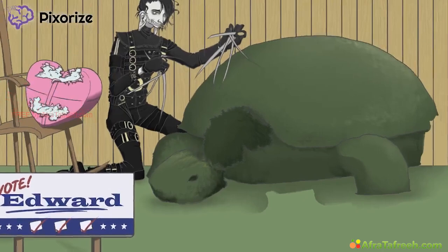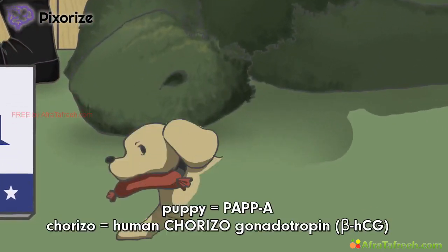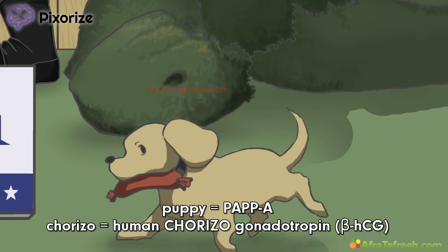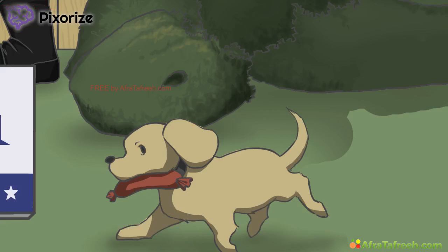First, take a look down below at this puppy that Edward was walking. See how it's running away with a piece of chorizo in its mouth? A puppy is a recurring symbol for PAP-A, and chorizo is our recurring symbol for human chorionic gonadotropin, or HCG. This puppy and chorizo low on the ground in this scene should help you remember the lab findings of decreased PAP-A and beta-HCG in the first trimester. But everything just keeps going wrong for Edward.